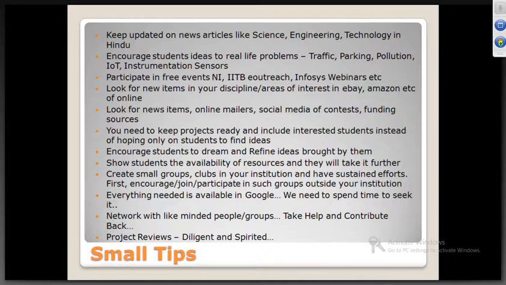To do that, we need to get exposed ourselves first. There are a lot of free events provided by semiconductor majors like National Instruments. If you talk about electronics and semiconductors, there are Infosys webinars. They bring people from the industry, who come and talk about their experiences and what their projects are. So you need to attend.